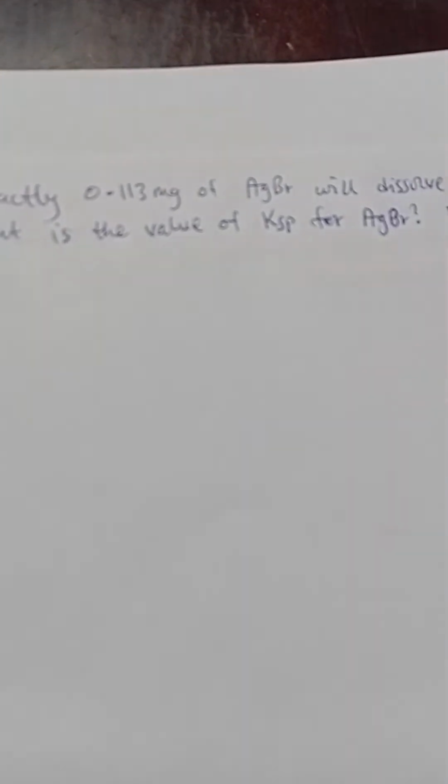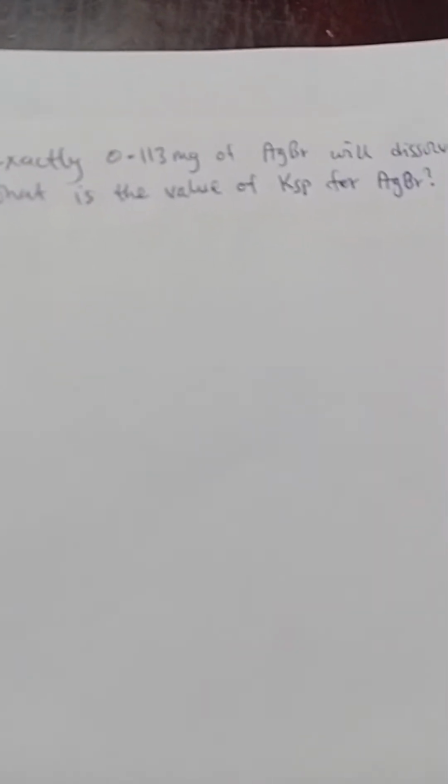So obviously, we were given 0.11 milligram of the silver bromide, and it was dissolved in 1 liter of water. So this is going to give us mass concentration, because if you have mass over volume, you are getting density, isn't it? So mass concentration. But you can't use this mass concentration to calculate for KSP. You have to use the molarity. So first of all, we know the relationship between mass concentration and molarity. So that relationship will help us get the molarity.